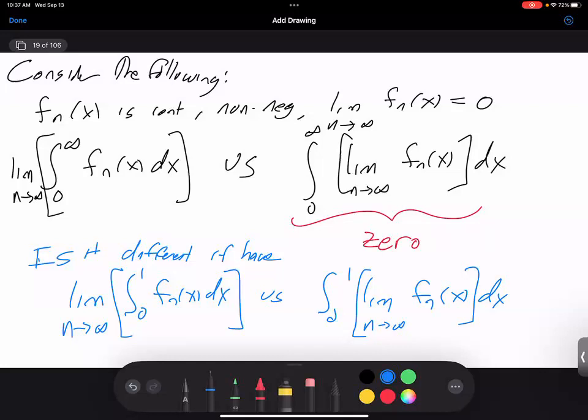So we know the first cannot be true. But what about the blue? Is it possible that if we restrict ourselves to integrating from 0 to 1, this is true? What are your thoughts? Do our counterexamples apply at all here?